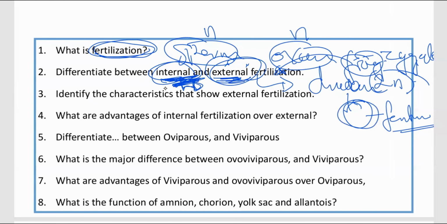So you must know how to differentiate at least the two. If they bring the diagram, you must be able to score that mark. Then identify the characteristics of internal. Yeah, it's the same thing there. What are some of the advantages of internal over external fertilization?